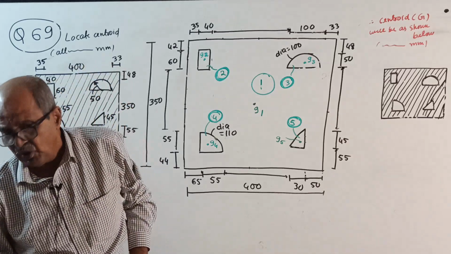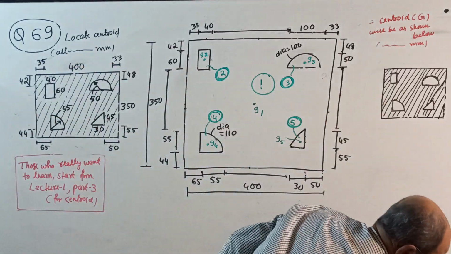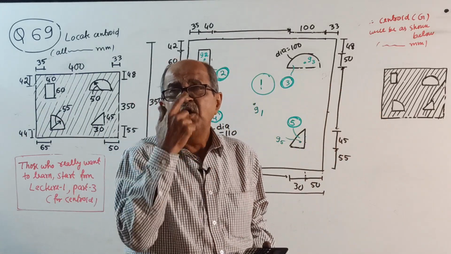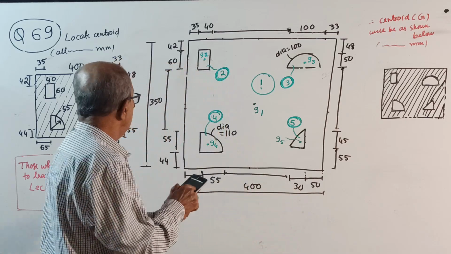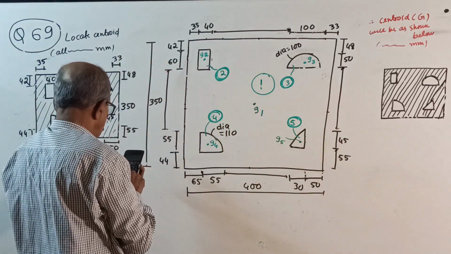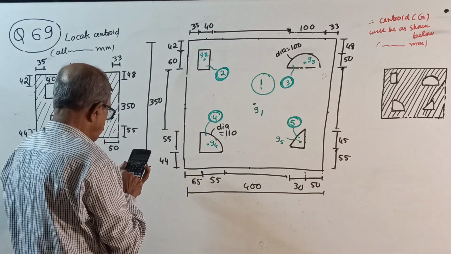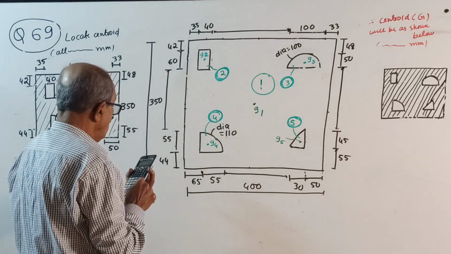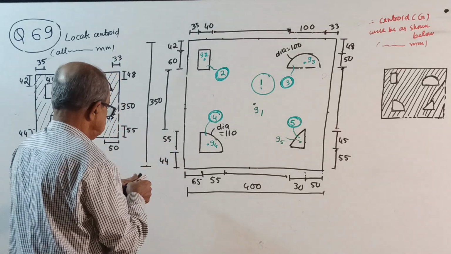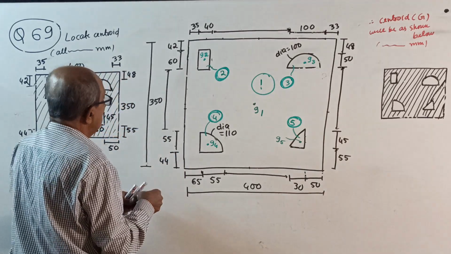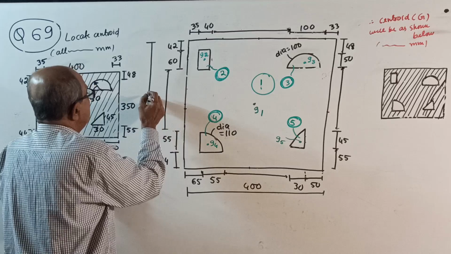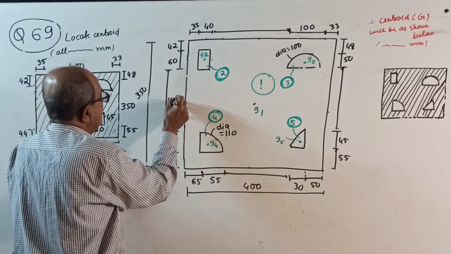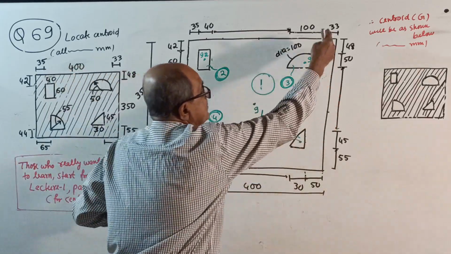How to get it? Very important, because this question will make your concept much more clear. From 350, subtract 42, subtract 60, subtract 44, subtract 55. That gives 149. This is 350, this is 149 calculated. But this gap is not 149.